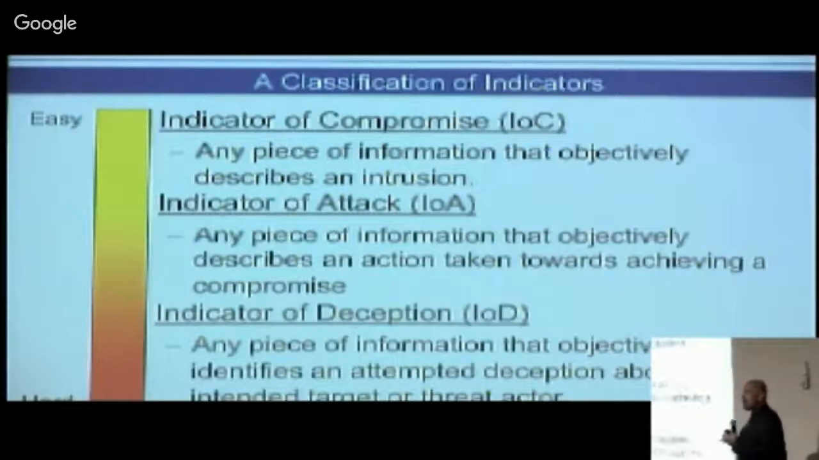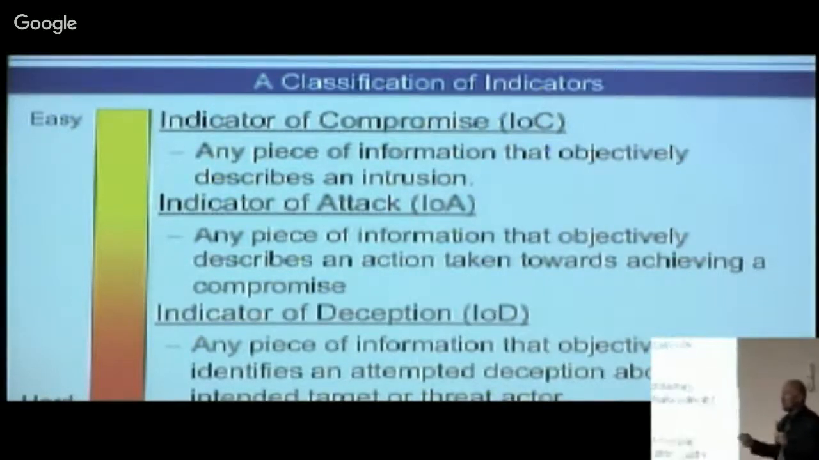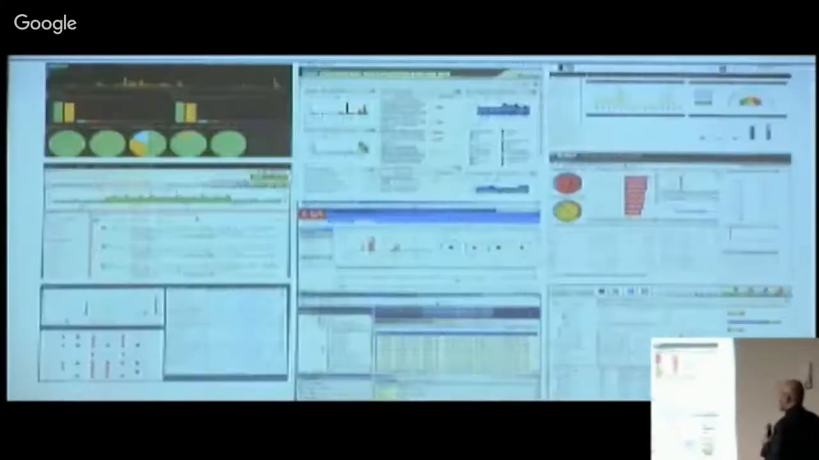Indicator of deception can be, for example, an IP address that appears to come from China. However, yes, it's coming from China, but it's probably bouncing through 3 or 4 proxies and Tor exit nodes and so on. So it is an indicator that is trying to show that the attack is coming from one place when it's actually coming from somewhere else.